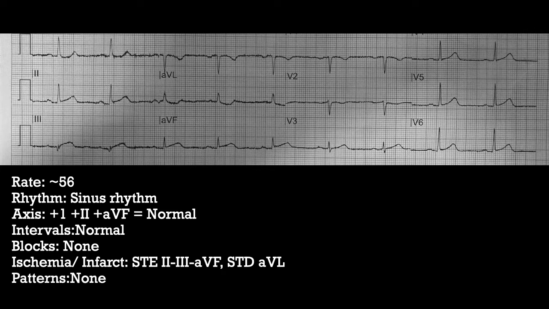When we look for patterns and anything else, I'll just tell you that I don't see a whole lot of other characteristic patterns like WPW or anything like that, or peaked T waves or something to suggest that it's hyperkalemia, something like that. So our impression on this one is that we look like we have an inferior STEMI with reciprocal changes in lead 1 and AVL. And there's the STEMI down there. That again is the pre-hospital EKG.